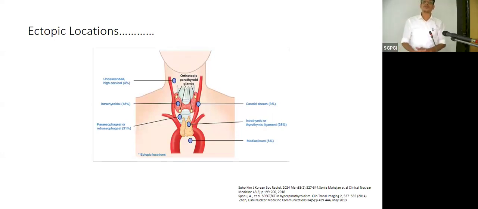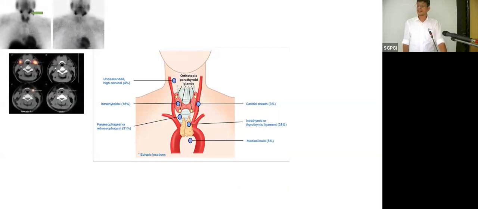So the role of nuclear medicine is greater in the case of ectopic locations because the ultrasound sometimes may fail to see them. Ectopic locations may be present anywhere from the high cervical region to the anterior mediastinum. And it is very easy to see on SPECT. Planar may create a lot of problems.